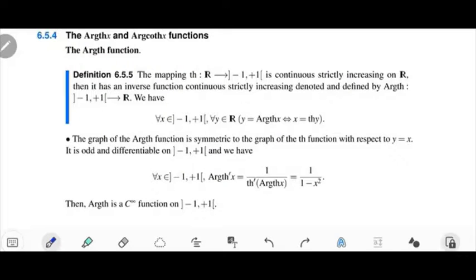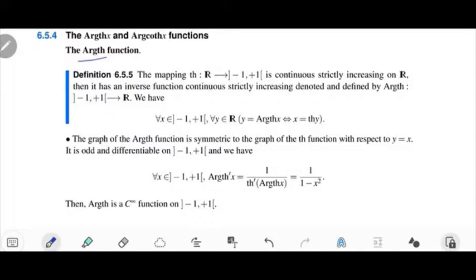Now, these two hyperbolic functions, th and coth, are both monotonic functions. th is always increasing and coth is decreasing. Then we will define inverse functions for these functions. First, we define the arcth, which is the inverse function of th.